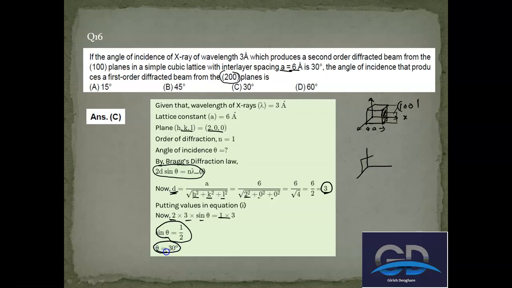So theta would be equal to 30. Also, one thing we should know over here is that since the planes are parallel, we don't have to do any of these calculations. If the planes are parallel, for the same incidence, I mean the same ray, the angle of incidence on parallel surfaces is equal. Therefore, from there also we can say the angle should be equal to 30, and there is no need for solving also. So for this question, the answer is C.